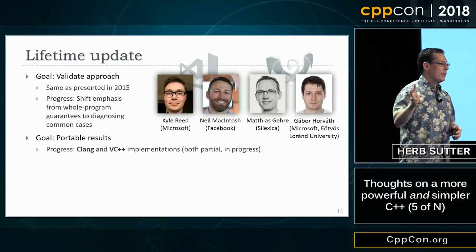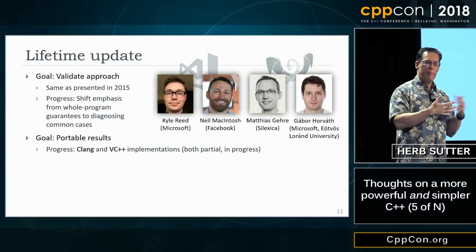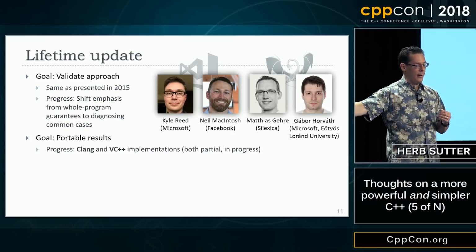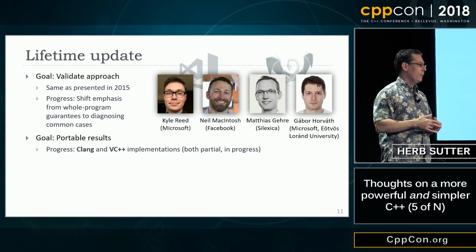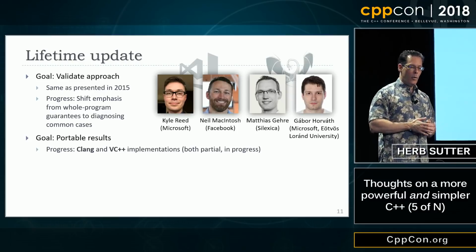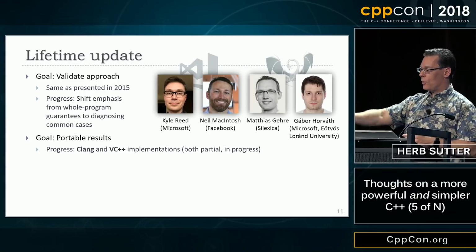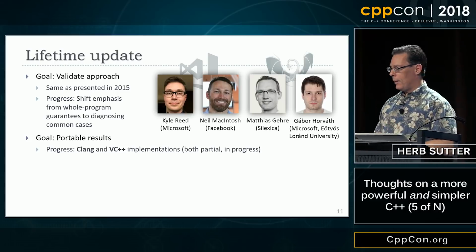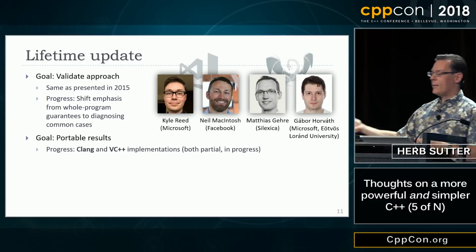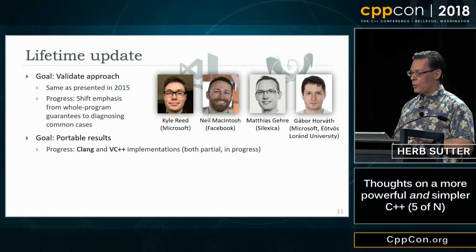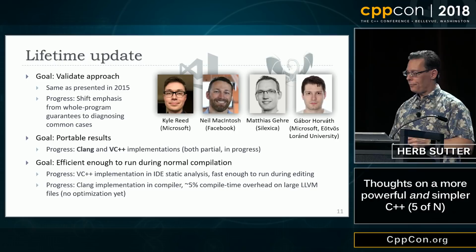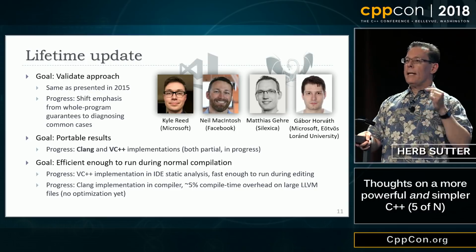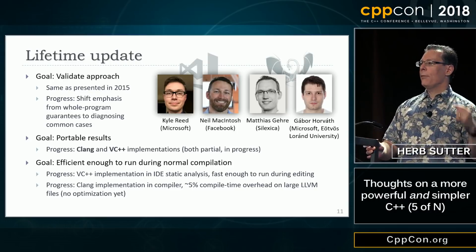Now we actually have two implementations. The last time I was on this stage, we had a very early rough prototype that wasn't shippable in Visual C++, and since then we've gradually shipped more of it. Today we have two partial implementations in progress, one based on Clang and one in Visual C++. So thank you to Neil and to Kyle, who aren't here today, but Neil was on stage with me 3 years ago, and Kyle did a lot of the redoing of that analysis. And thank you also to Matthias and Gabor, who we'll see on stage here in just a moment, for their Clang implementation. One of the goals of this analysis is I would like to see if we could make it efficient enough to run during regular compilation, during regular IDE use.